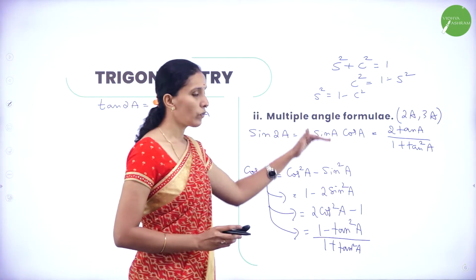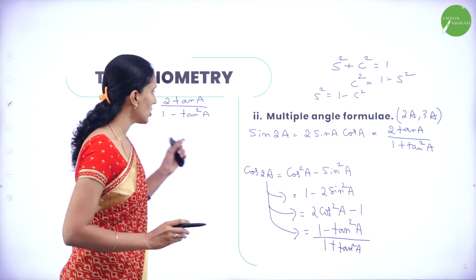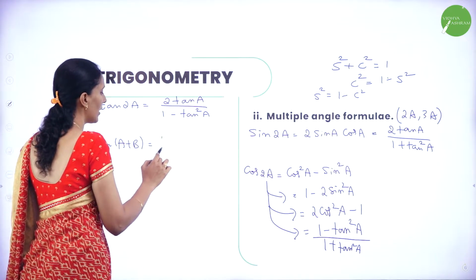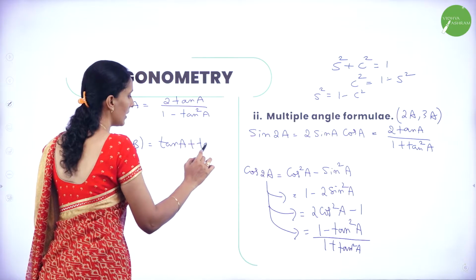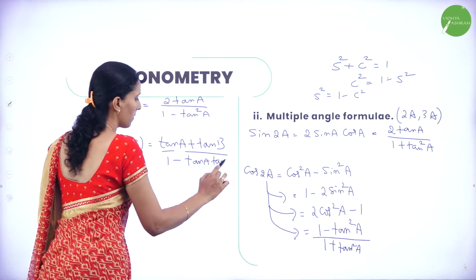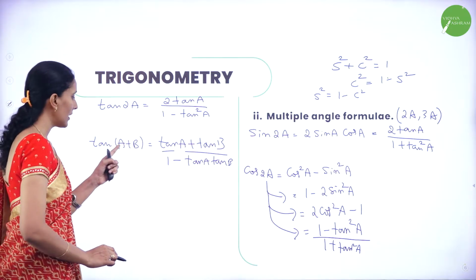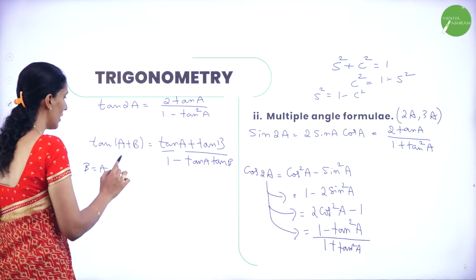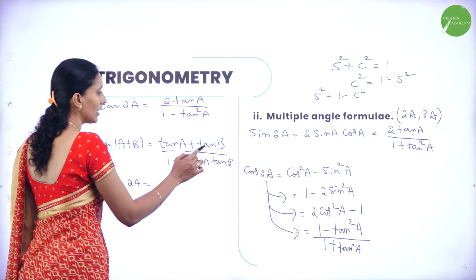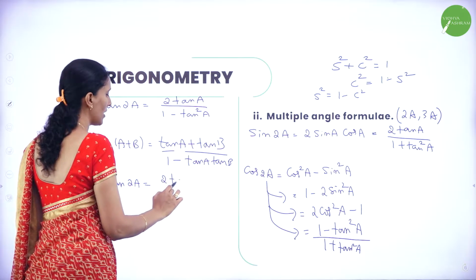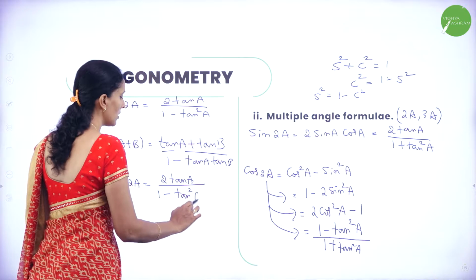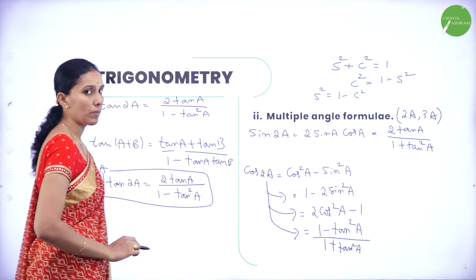Well, all these formulas we got from the compound angles itself. I'll just show you one example. We know that tan A plus B is tan A plus tan B divided by 1 minus tan A tan B. If you replace B with A, then A plus B is A plus A, which is 2A. And here it is tan A plus tan A, 2 tan A. Again here, 1 minus tan A into tan A, it is tan square A. So this is how we got the multiple angles from the compound angles.